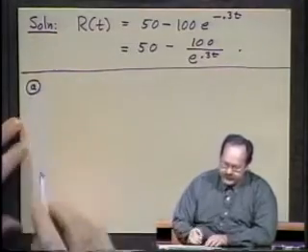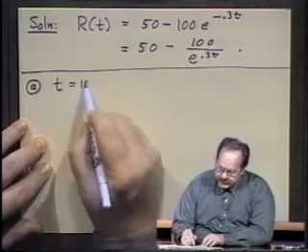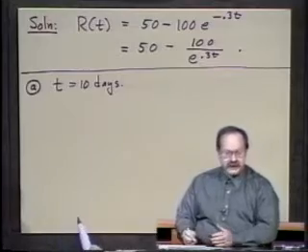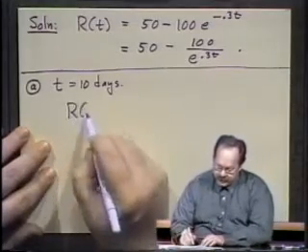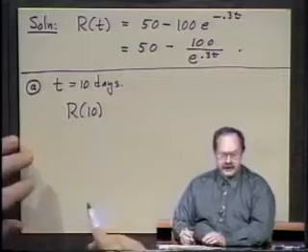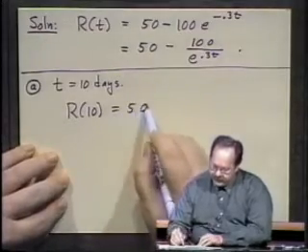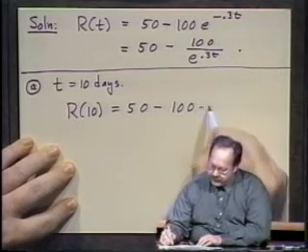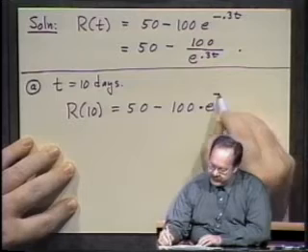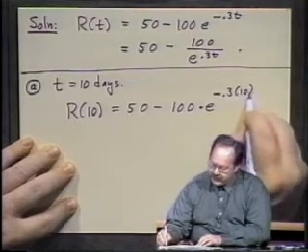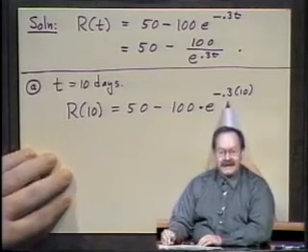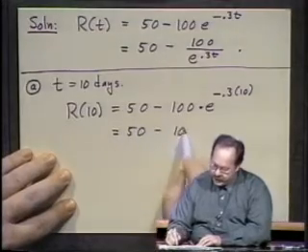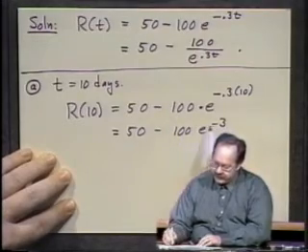So, part A, t is equal to 10 days. And I want to know what percentage will respond at 10 days. Well, that's an easy question. All I do is use the model, put 10 in for t, and solve. So that will be 50 minus 100, and I'll use the earlier form now, because that works best for a calculation like this, e to the minus 0.3 times 10. But remember, 0.3 is 3/10, and 3/10 times 10 is just 3. So this is 50 minus 100 e to the minus 3.